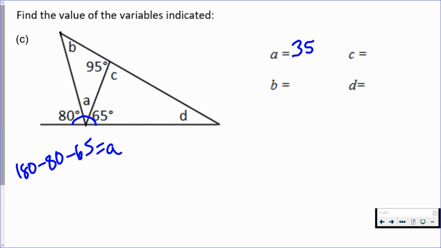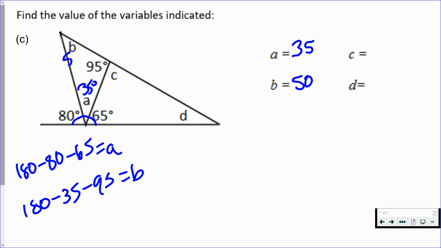Okay, so we found A. Now let's keep going. The next one we could find angle B because we already found A. I'm going to go ahead and label it in here so it's a little bit easier to see. We know that A is 35. So now we have two angles in there. We know that 35, 95, and B should be 180. So let's take those away. 180 minus 35 minus 95 should be angle B. So 180 minus 35 minus 95 leaves 50 for B.